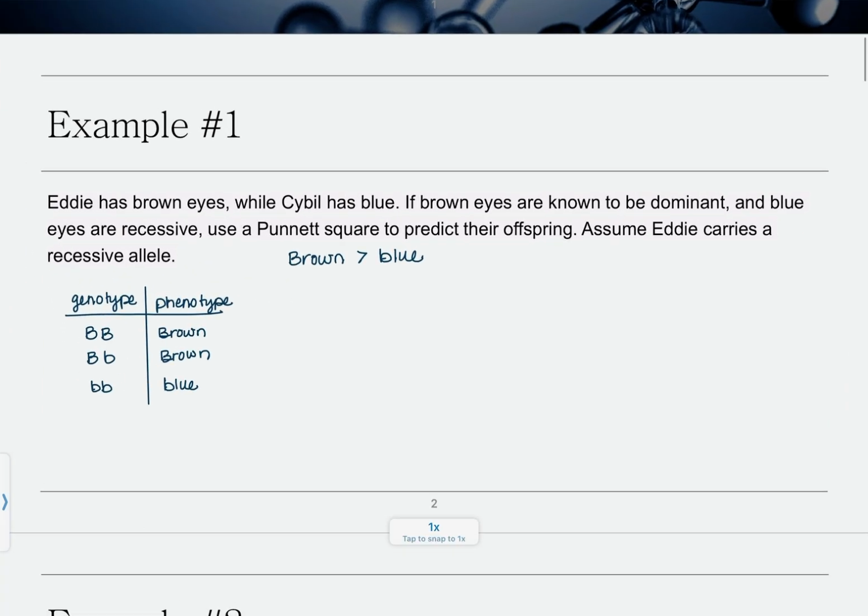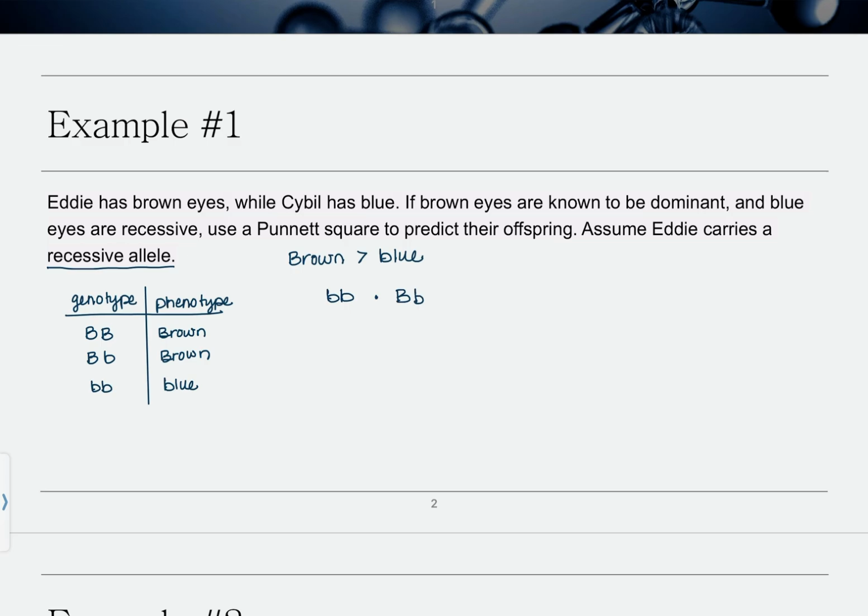Okay, so Eddie has brown eyes. All right, we have two possible genotypes that could represent brown eyes, so we need to look for more information. And Sybil has blue eyes, so we can definitely determine Sybil's genotype because there is only one genotype for the recessive phenotype. So Sybil's genotype is going to be two recessive alleles because she has blue eyes. Eddie has brown eyes, so we know he has at least one dominant allele. And then it says, assume Eddie carries a recessive allele. So his other allele has to be recessive.